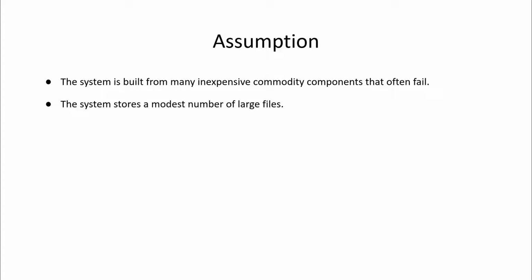The system stores a modest number of large files. Now they assume that files are huge by traditional standards. Multi-GB and terabyte files are common. Each file typically contains many application objects such as web documents.